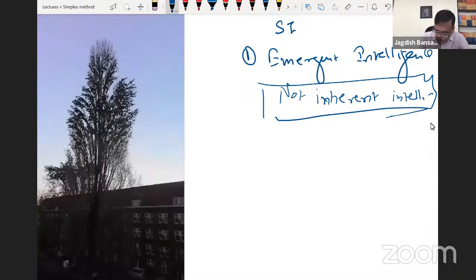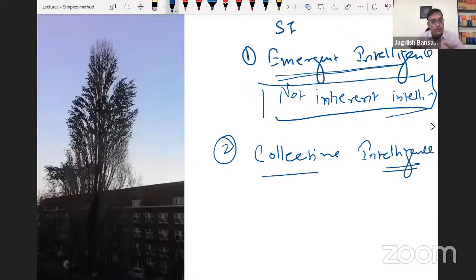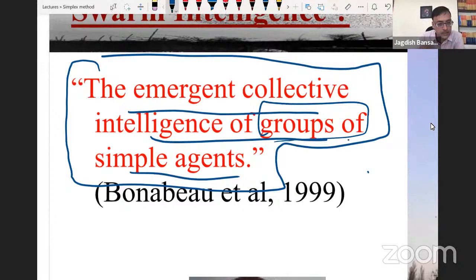So this is the emergent intelligence. Another thing is it is the collective intelligence. In a group, it's an intelligence of the complete group, right? It is not the intelligence of the individual. And of course, it is in the group of simple agents. In a group, always the swarm intelligence is obtained. So this was the formal definition.